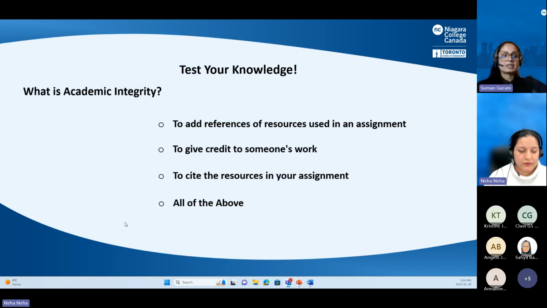What is academic integrity? To add references of resources used in an assignment, to give credit to someone's work, to cite the resources in your assignment, or all of the above? Yes, all of the above.